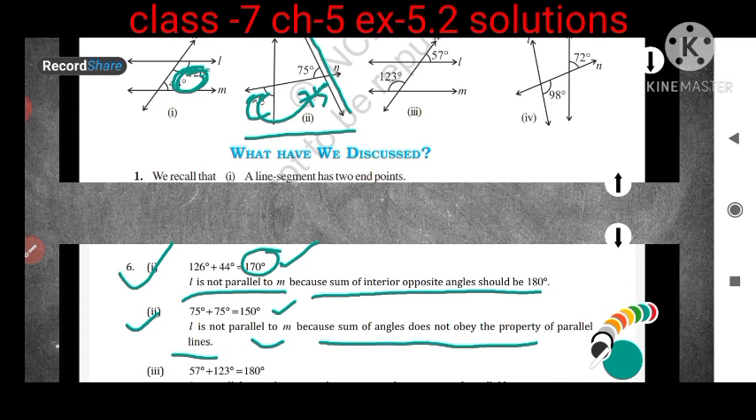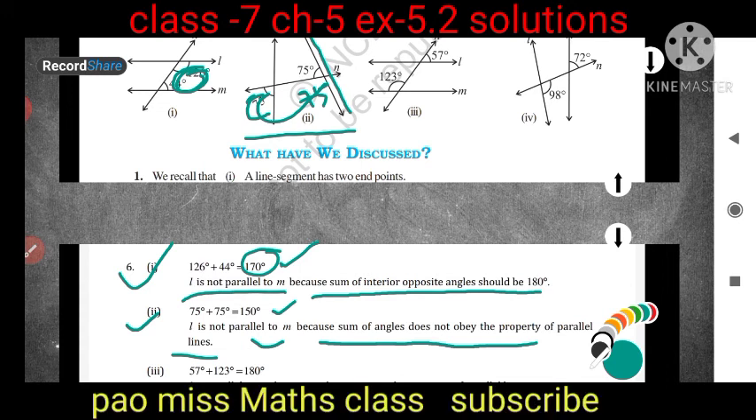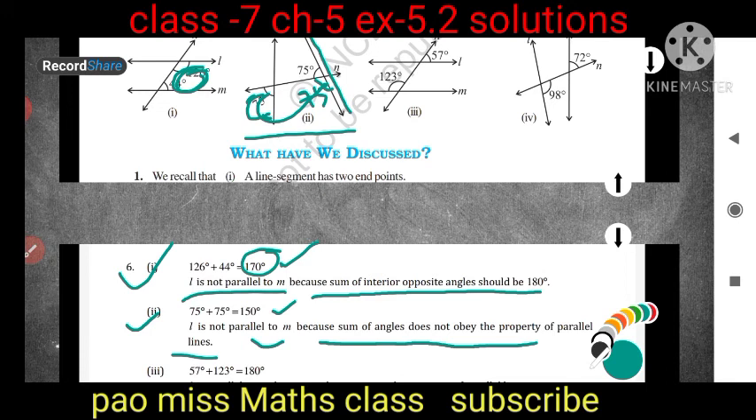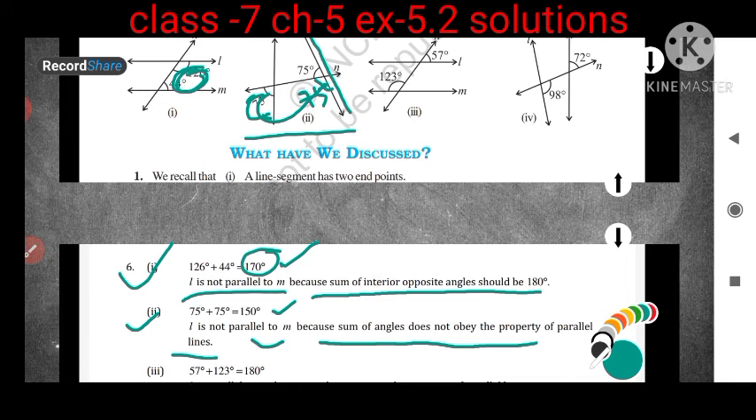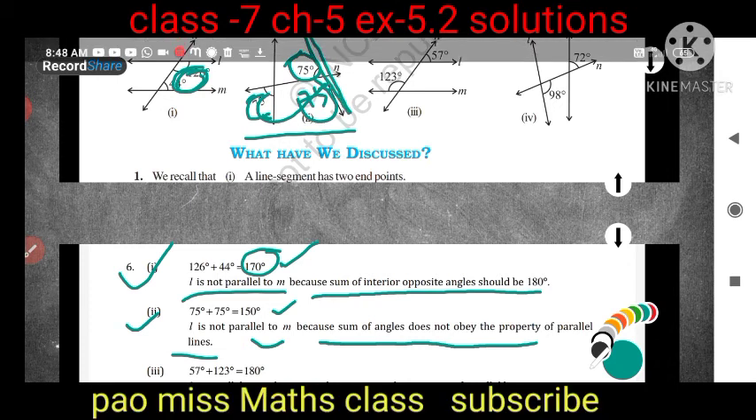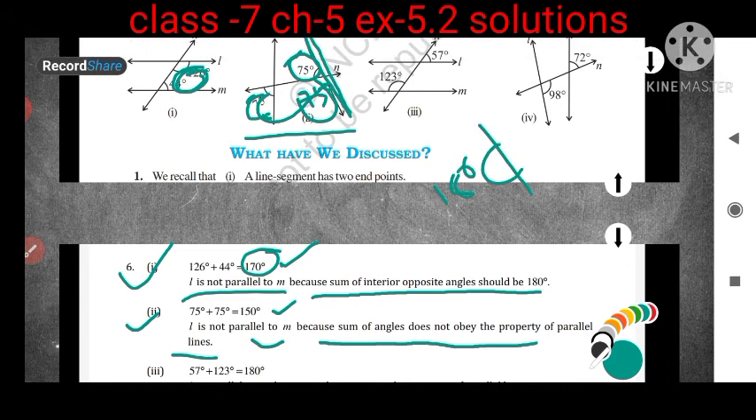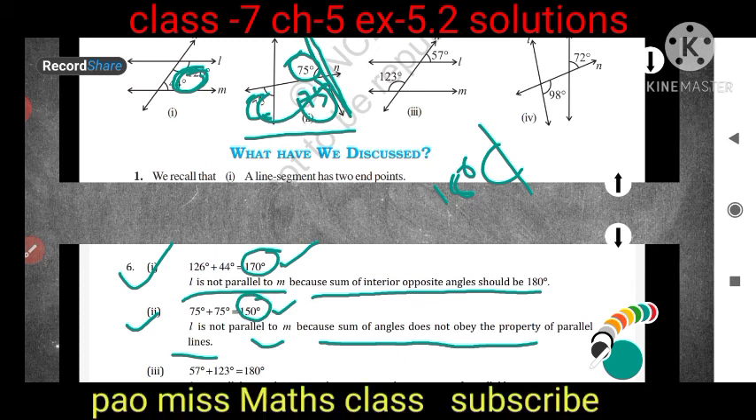So L is not parallel to M because the sum of the angles does not obey the property of parallel lines, isn't it? If this angle is 75 degrees, then the corresponding angle, these are corresponding angles, is also 75. So 75 plus 75 is not equal to 180 because this is a straight line. A straight line is always how much? 180 degrees, but here we are getting only 150 degrees. So they are not parallel, okay? They are not obeying the property of parallel lines.